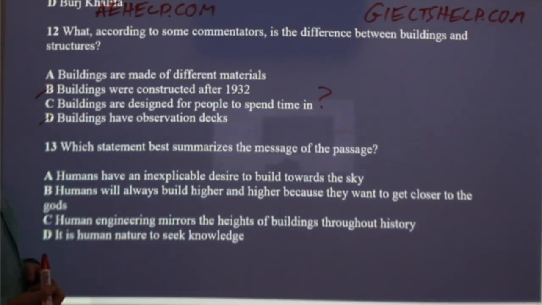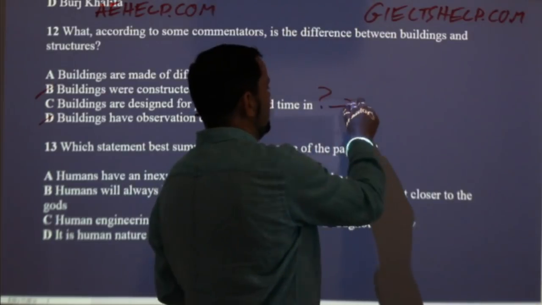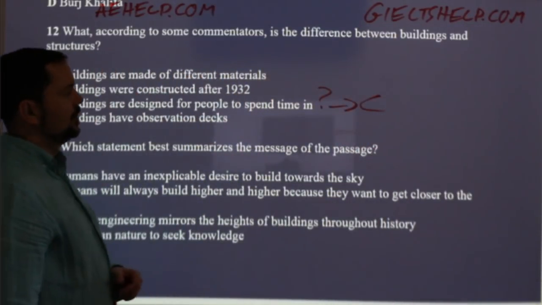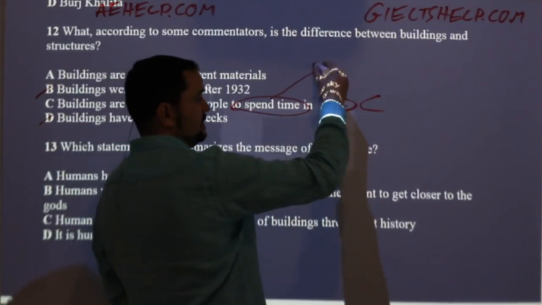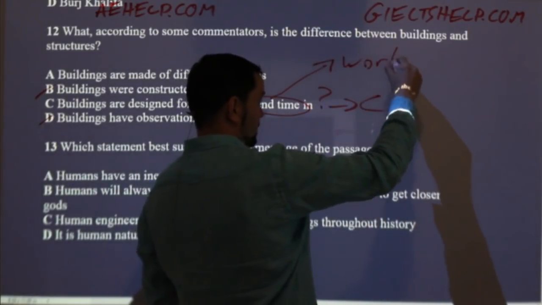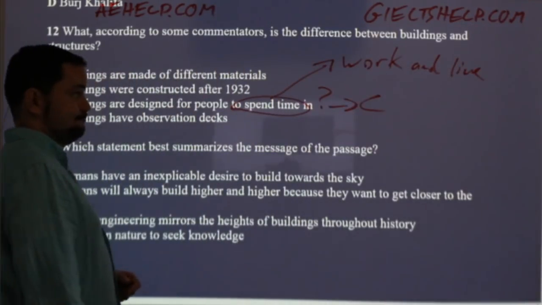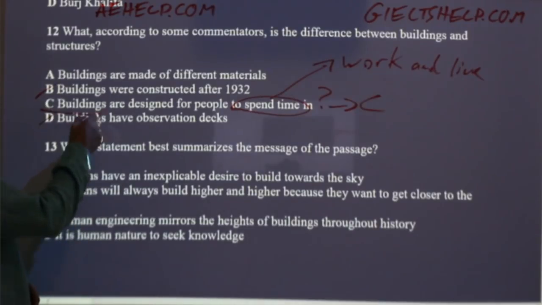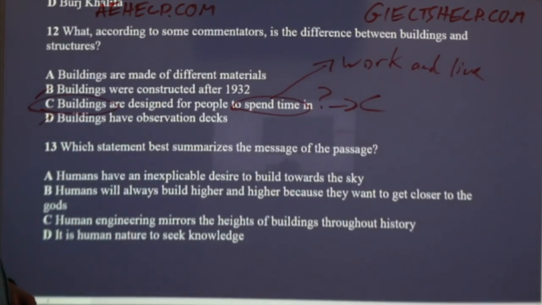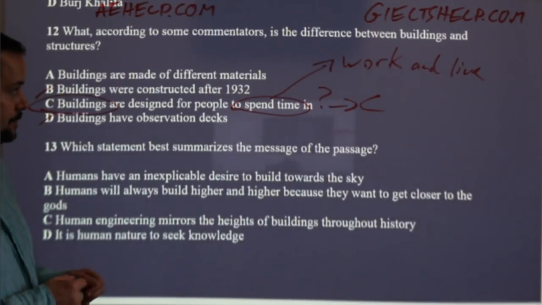So which is the best answer here? C, yeah, okay. Sure, yeah, okay. Spend time in, what is this paraphrasing? This is paraphrasing work and live. Okay, so work and live in. So C is the correct answer. This is the closest answer to work and live. All right, so that's going to be the right answer.